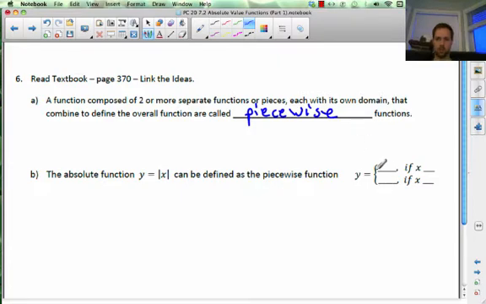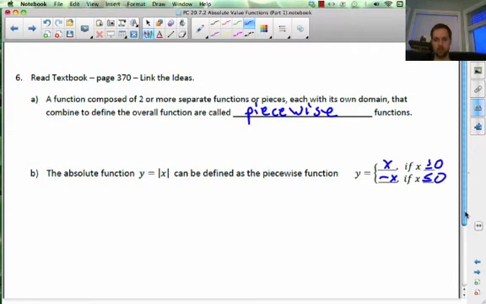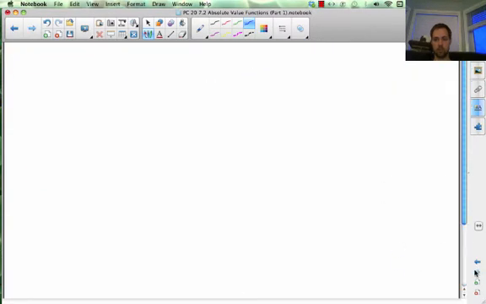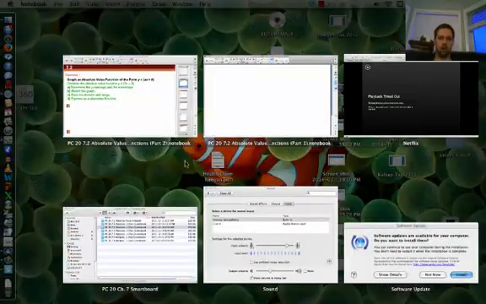The absolute value function y equals the absolute value of x can be defined as a piecewise function where y equals x if x is greater than or equal to 0, and y equals negative x if x is less than or equal to 0. So if x is negative 3, for example, then y is the negative of negative 3, which of course always leaves you with a positive number.